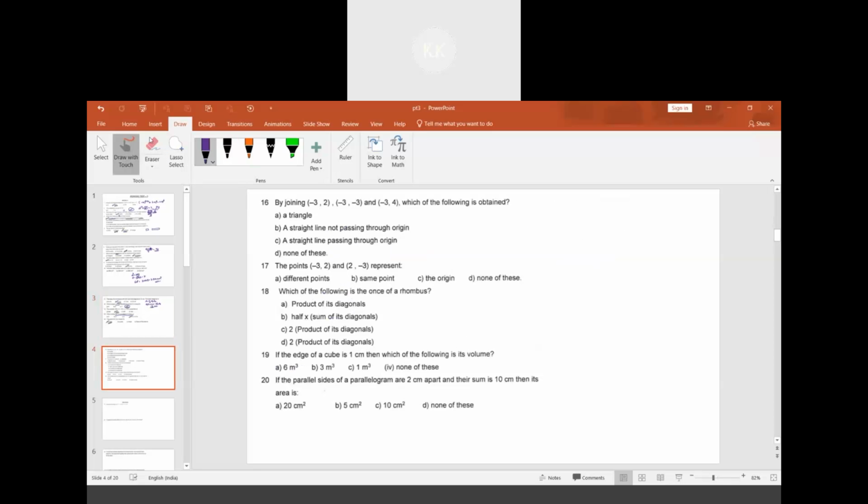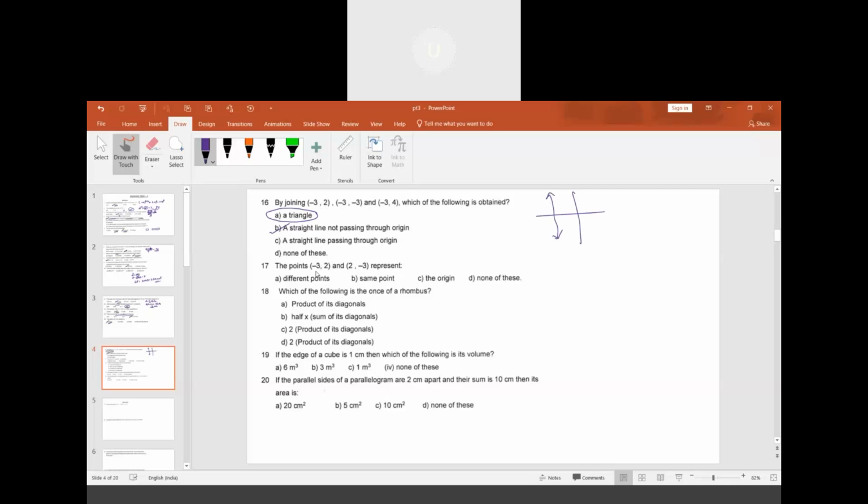Okay, next question. By joining these points, which of the following is obtained? A straight line not passing through origin, option B. Some of your friends have ticked a triangle. If you look at this, it will be a line, something like this. It will be a line passing through origin.